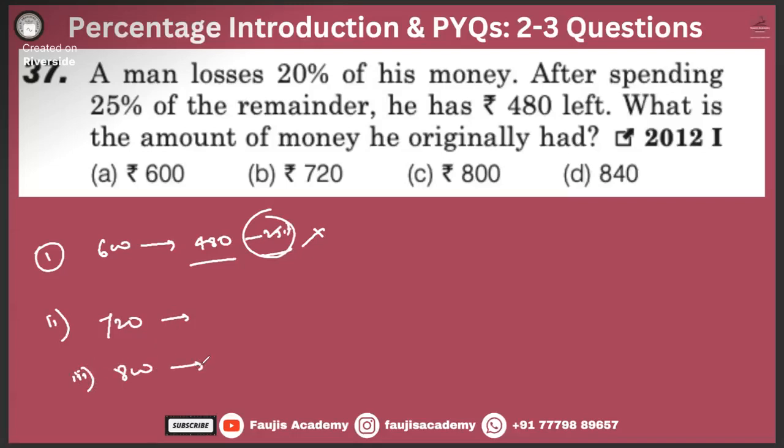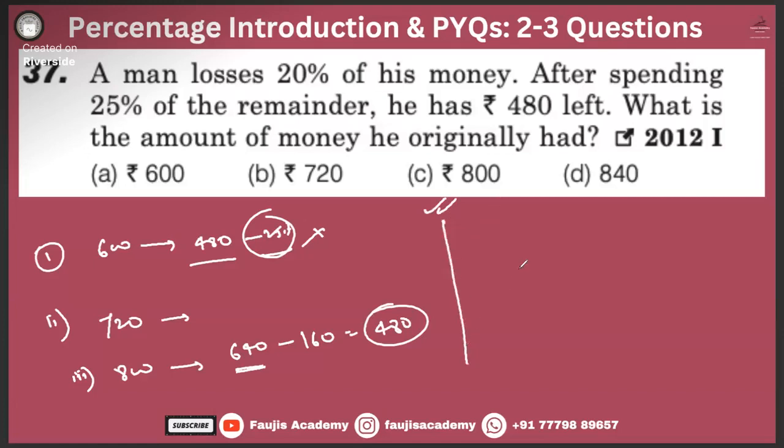20% gone, 80% remaining: 640. Right, this is the remaining, and out of this he spends 25%. What is half of 320 and 1/4 of 640? 160. Right, now is it 480? Is it 480, guys? Yes, sir. Which is the correct answer? C is the correct answer.